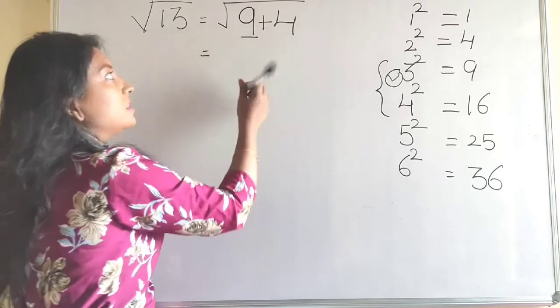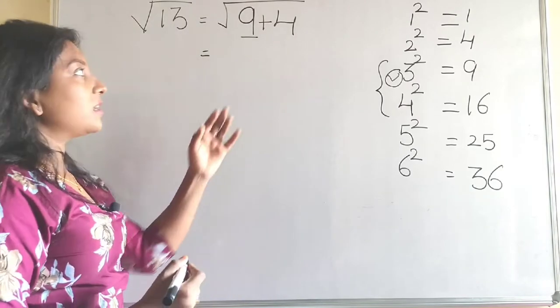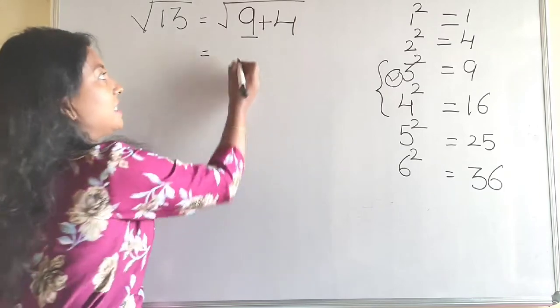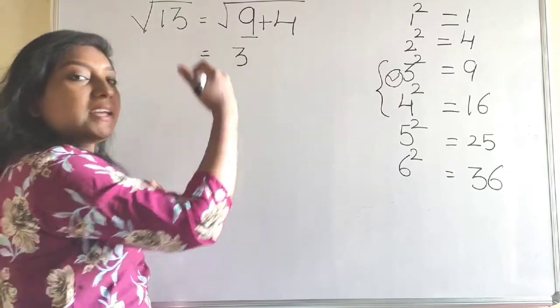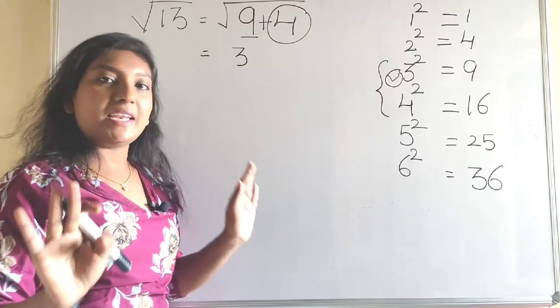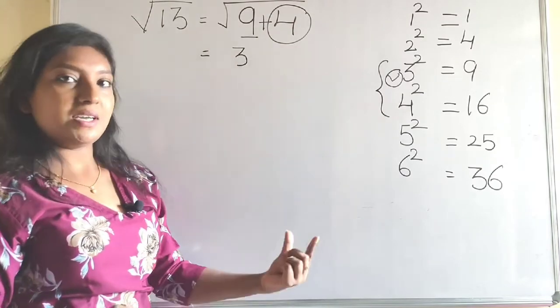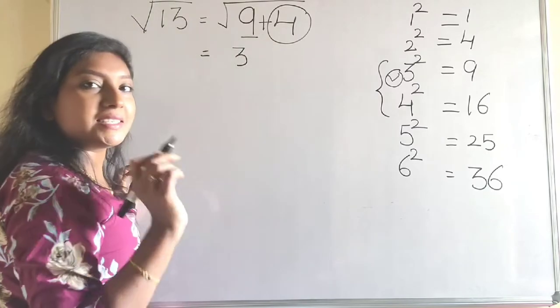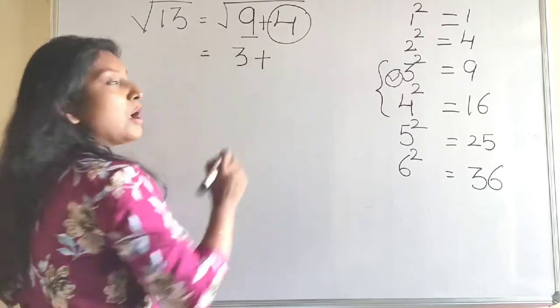Now take the square root of 9. What we have to do? Take the square root of 9. What is the square root of 9? That is 3. Now take the next number. What is the next number? Here we have 4. Here no need to take any square root. Just get the number down. And don't forget to get the symbol. What is the symbol? Here we have plus.